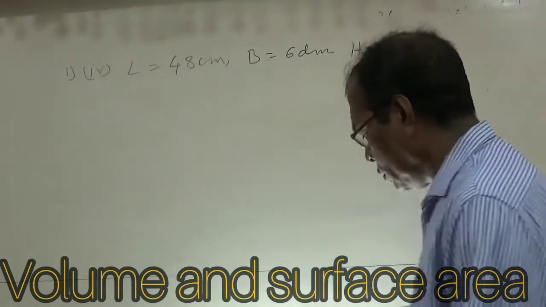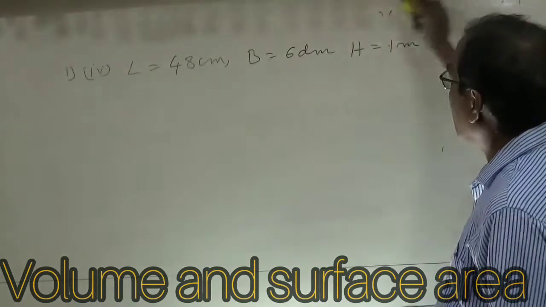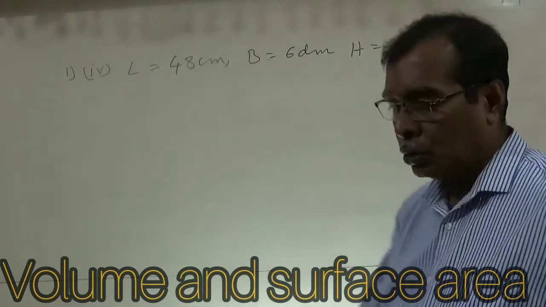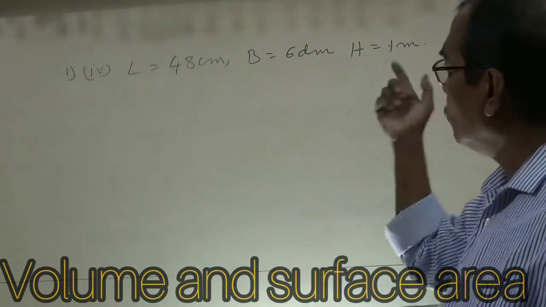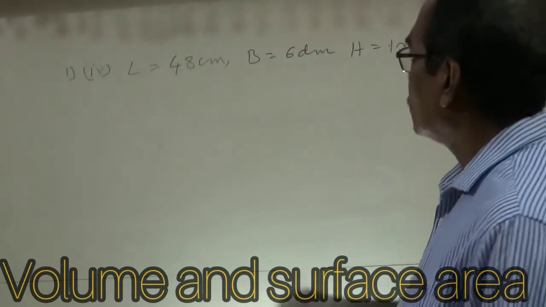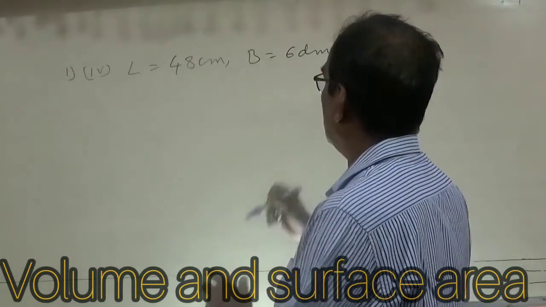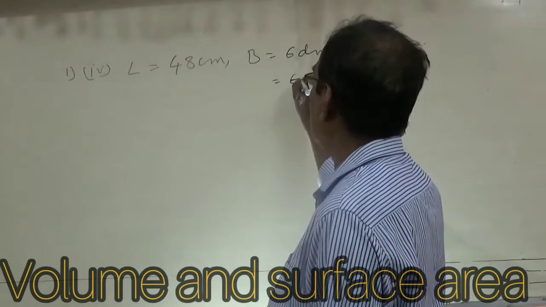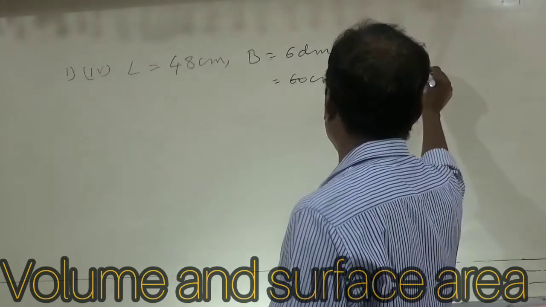Here I have selected these questions because the units of all these three dimensions are not the same. So first of all I am going to change the units into the same unit. It is centimeter, so I am going to change this one and this one into centimeter. 6 decimeters means 60 centimeter, and 1 meter means 100 centimeter.